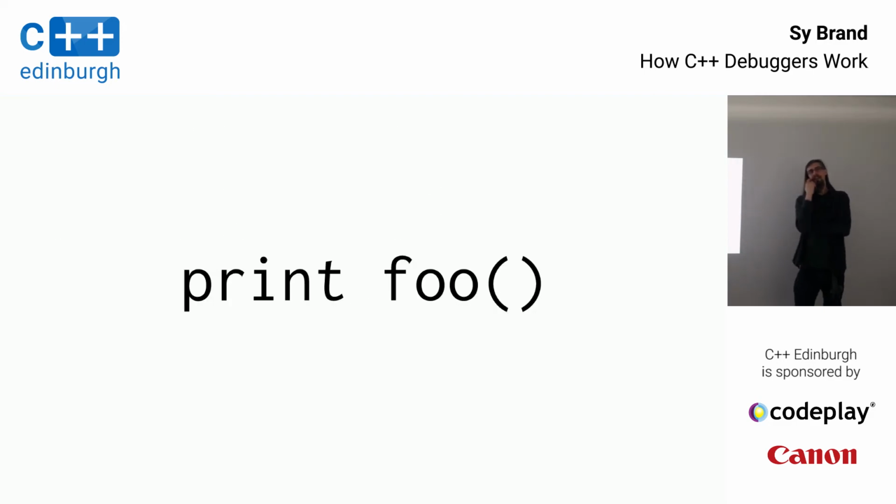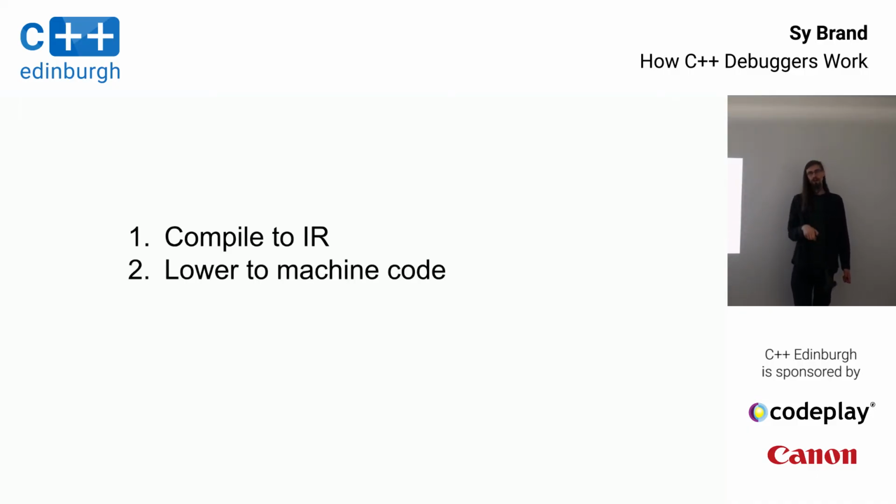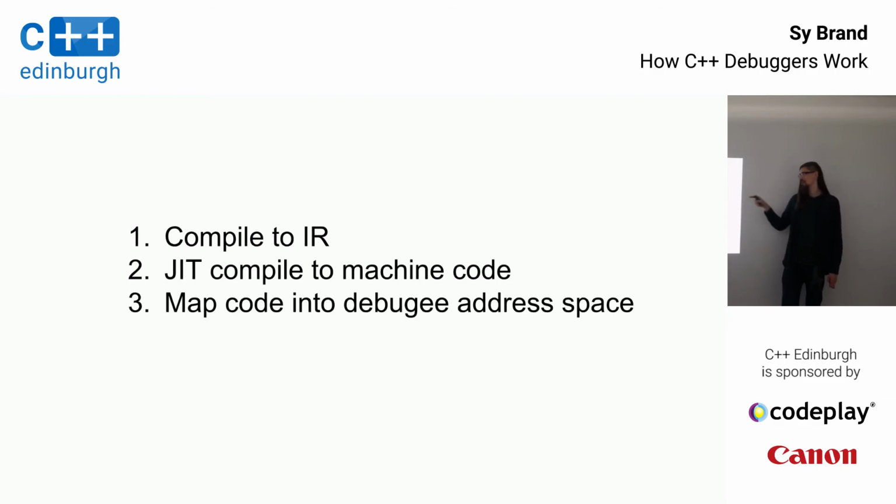If we want to do something a bit more complicated, like call a function, maybe this function has side effects. Maybe it writes into memory. Maybe it prints something out. So we can't just pretend to call this function. We need to do a bit more work. So we can do very much the same thing, compile to IR, but then we're going to lower to machine code. Sorry, that's just a JIT compile. But it's going to JIT compile the IR to machine code, and then that's going to get mapped into the address space of the debug process.